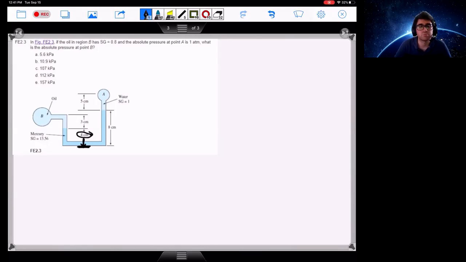How would you find the absolute pressure at point B? I would start from the side that I know. So I know the absolute pressure of A, so I would start there. Okay, you would start at this point. Good, because you know all the heights.